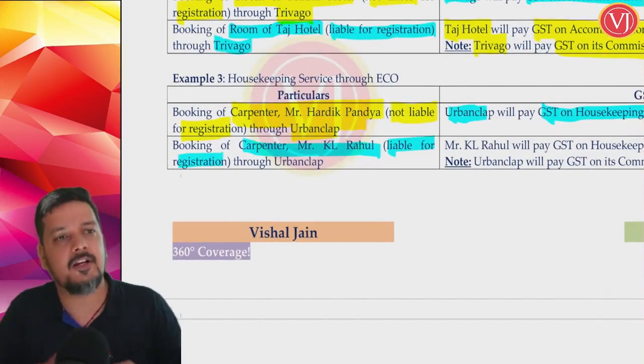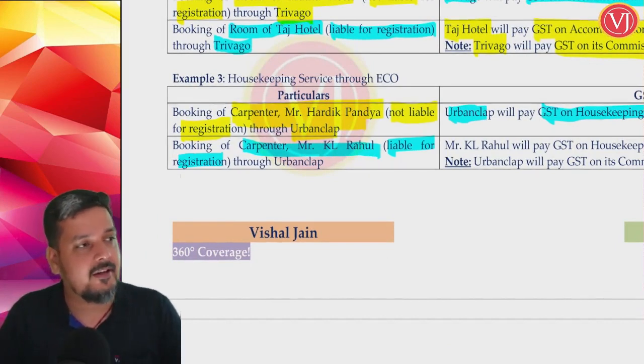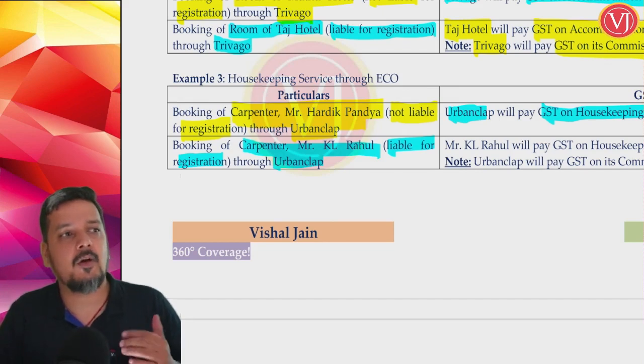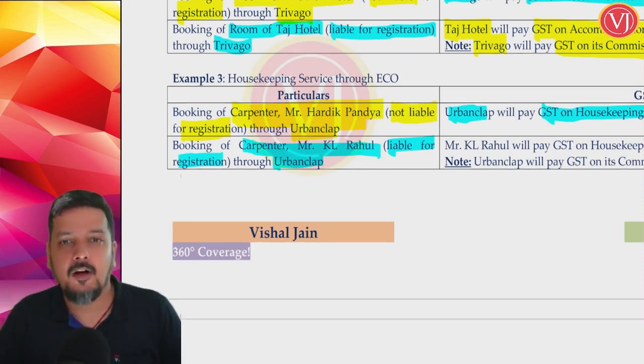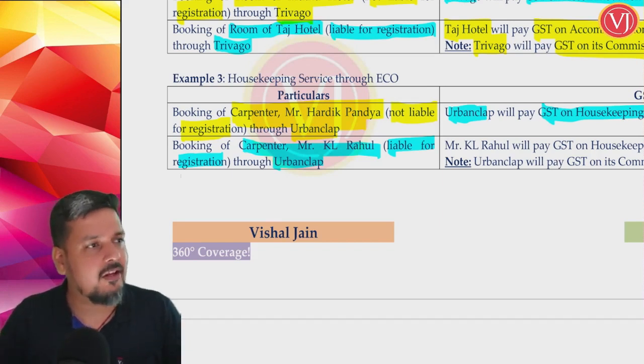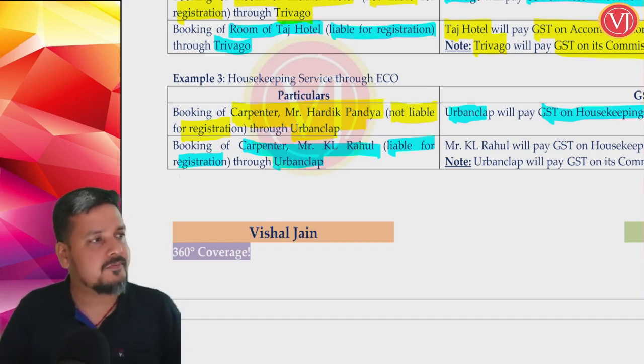His turnover is more than 20 lakhs, 10 lakhs, and you're taking his services through Urban Club. Whether KL Rahul is small or big, comparatively big. Right. Now, ECO or not covered by ECO? Either 9.5 or no 9.5. No 9.5 because the supplier himself is big. Now it will be split into two.